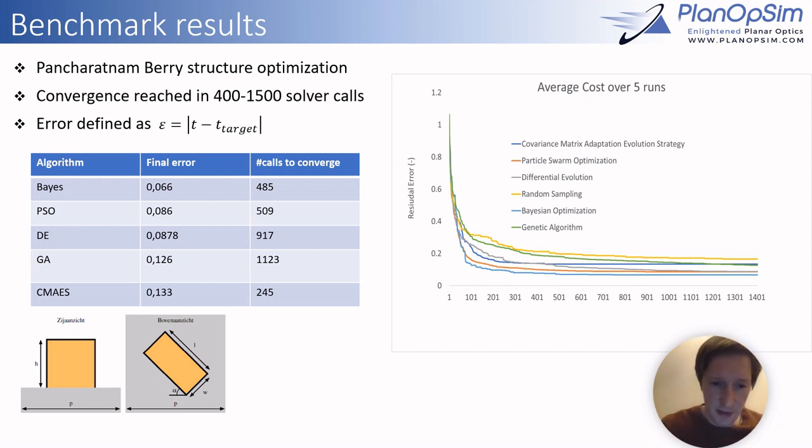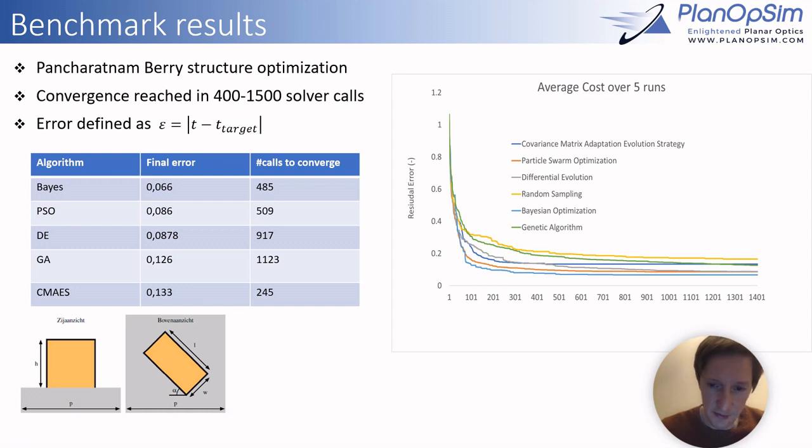We see that the Bayesian algorithm and the particle swarm algorithm produce the lowest final error, that means the best structure in the end, in a typical convergence time of around 500 solver calls to converge. So that means we need to run for these 32 structures 32 times 500 solver calls to find them all.